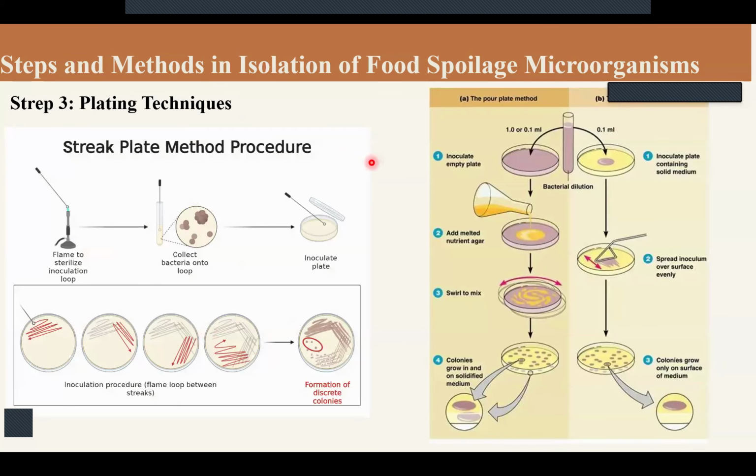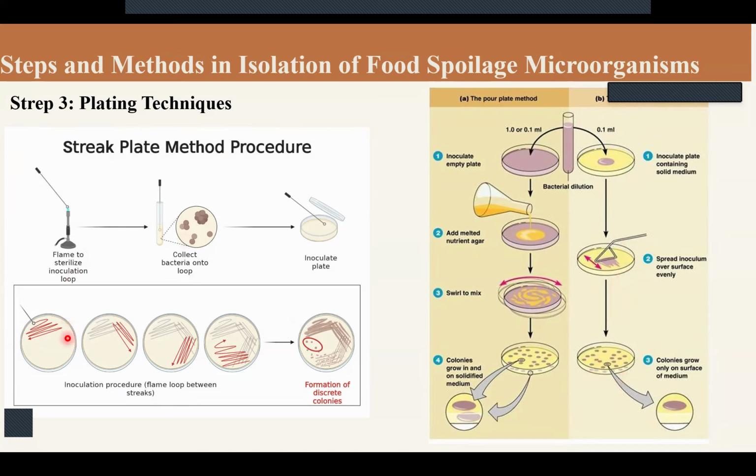In the pour plate method, we take an empty plate, add our agar, and then swirl to mix it. Whatever sample we have, which is our inoculum, is going to be present in the plate. Whereas in the spread plate method, we put a drop of our sample onto pre-solidified agar and spread it to observe the growth of the microorganisms.